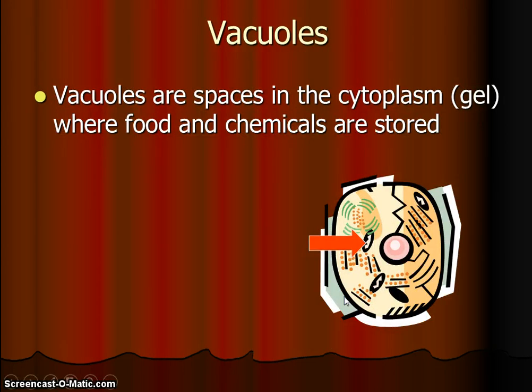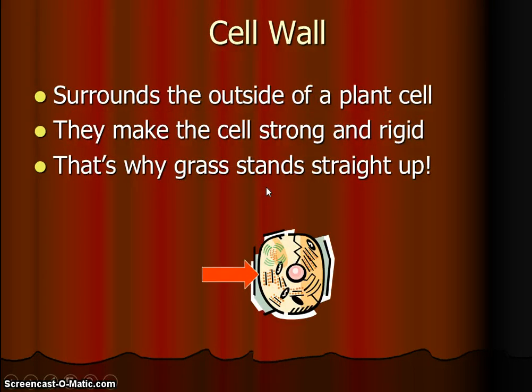Okay, then we have the vacuole. Vacuoles are spaces in the cytoplasm, that gel, where food and chemicals are stored. Okay, they're openings where they can store the food and chemicals until they're needed. A cell wall. Cell walls surround the outside of a plant cell. They make the cell strong and rigid. That's why grass stands straight up, okay, or other plants stand straight up. Okay, so the cell wall is the black part on this cell.